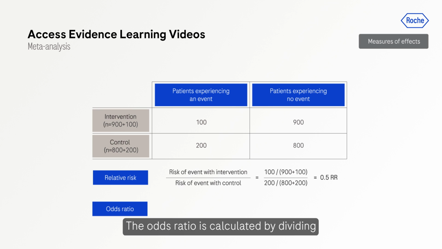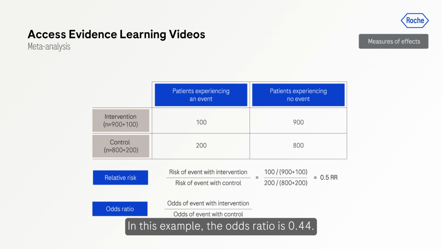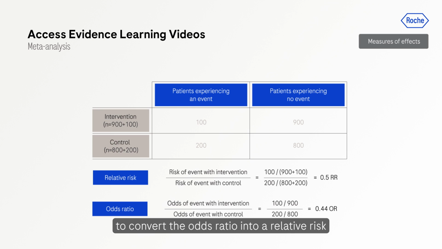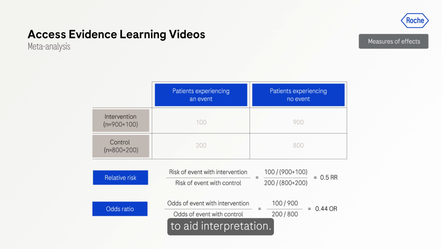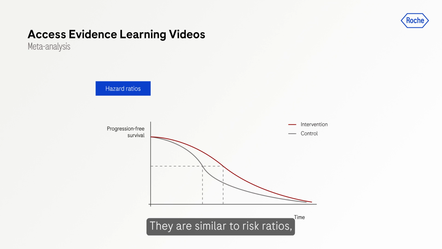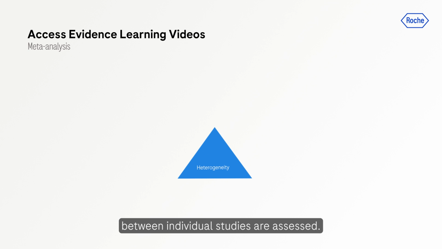The odds ratio is calculated by dividing the odds of an event occurring with an intervention with that of a control. In this example, the odds ratio is 0.44. Interpreting an odds ratio is slightly different than for a relative risk. Therefore, it is sometimes easier to convert the odds ratio into a relative risk to aid interpretation. Hazard ratios are used to report relative risks per unit of time. They are similar to risk ratios, but differ in that they measure risk at a specific time point, and may change over time, for example due to age. Let's now look at how differences between individual studies are assessed.